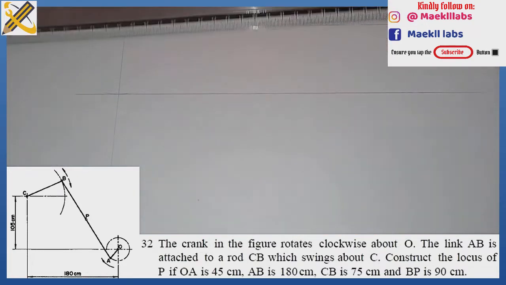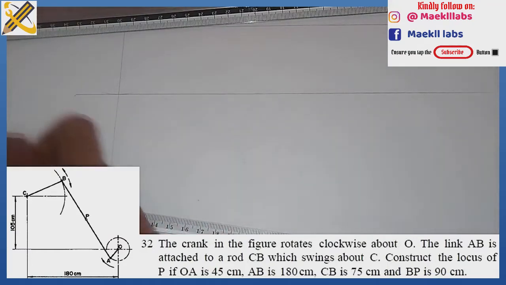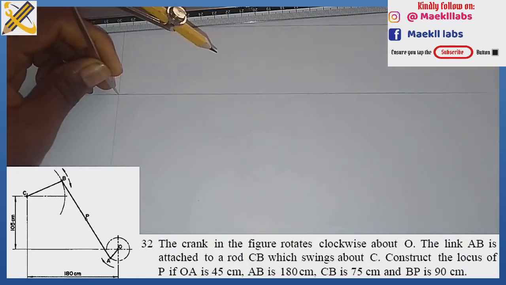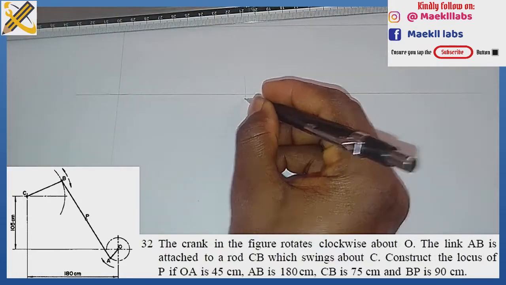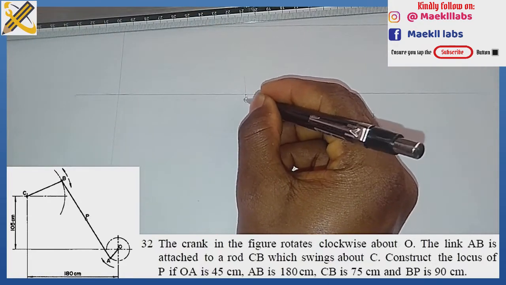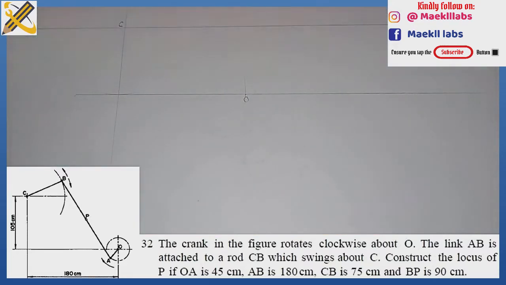Okay, so after doing that, I was told that the distance from here to here is going to be 90. So with my ruler or your compass, measure 90, from here down to here. That is my point O. And we are told that the radius for circle OA is 45. So 45 divided by 2 is 22.5.